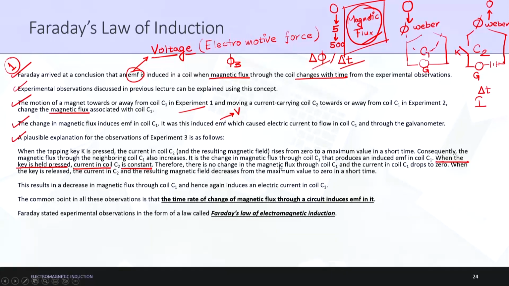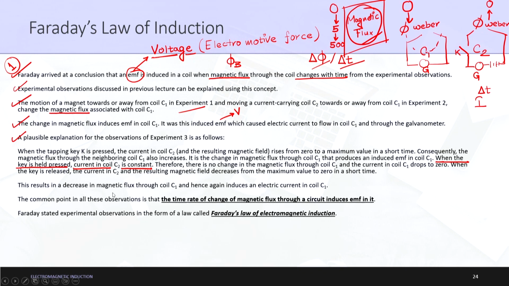Opposite coil as in, if we are changing the magnetic flux in C1, if we are increasing or decreasing the current or tapping the key in coil C2, then there will be an induction in C1. If we are tapping or stopping the current in coil C1, then there will be an induction in C2. So, let me complete this point. When the key is released, the current in C2 and the resulting magnetic field decreases from the maximum value to 0 in a short time.